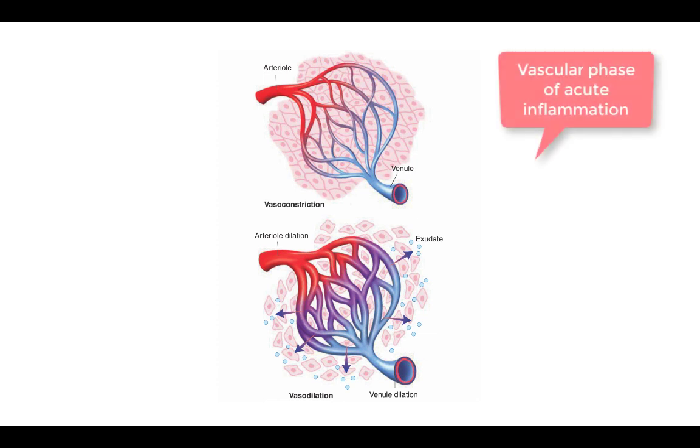The diagram illustrates the vascular phase of acute inflammation. The word vascular comes from blood vessels, and inflammation is the response that intends to remove the initial cause of cell injury and the damage resulting from it.